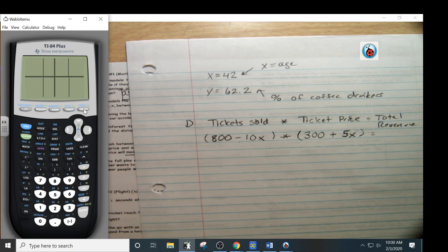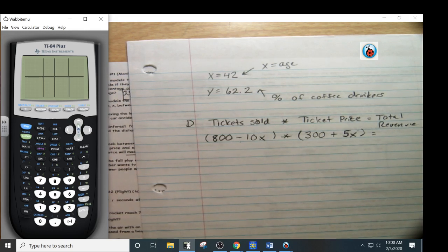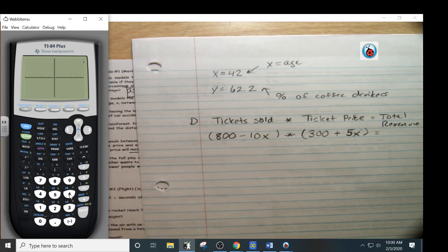I hit graph. Okay, we'll fix that in a minute. All right, guys, do me a favor. Everybody in here that's following along, hit Zoom 6, so we'll be on the same window. You may not see anything. That's fine. We'll fix it.